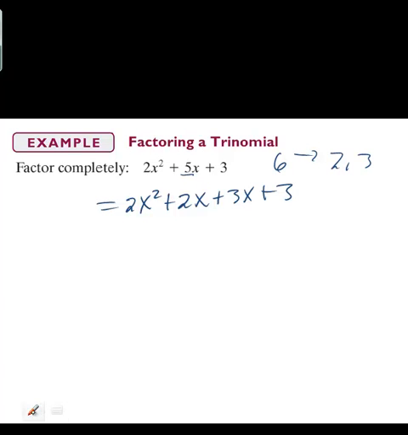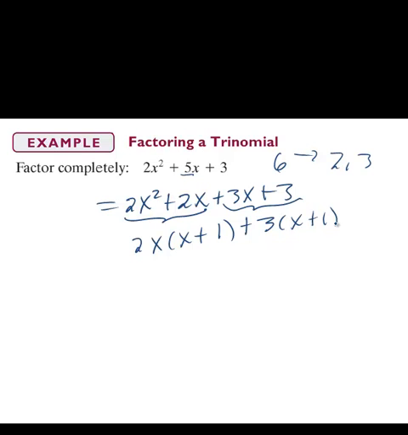All right. Now from these first two terms, factor out a common factor of 2x, leaving you with x plus 1, right? From the last two terms, factor out a common factor of 3, and then factor out a common x plus 1 from both of those terms, leaving you with 2x plus 3. Okay? And folks, that's all there is in factoring that polynomial using the AC method.